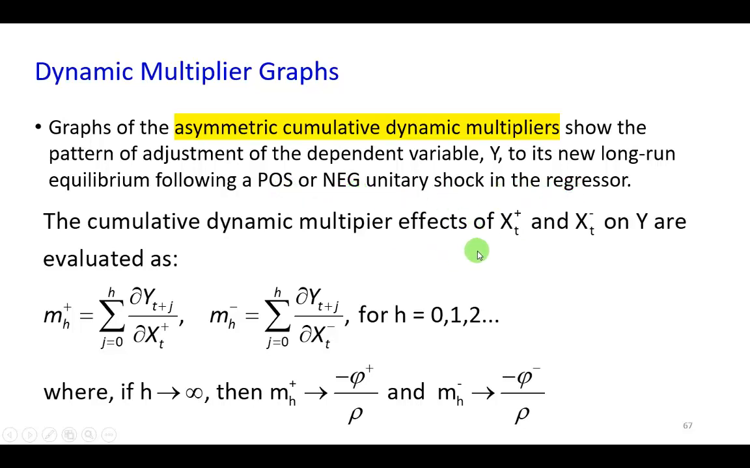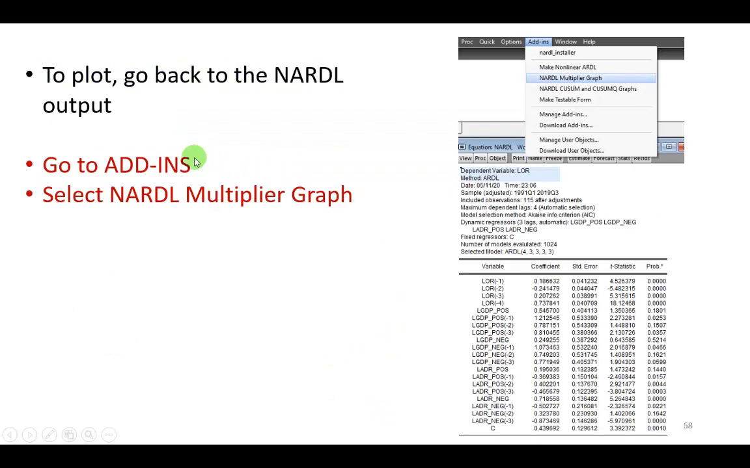All right, now the multiplier effects of the positive and the negative shocks on the dependent variable are going to be evaluated in the form shown here, which I also discussed a tiny bit at the outset of this presentation. Essentially, this is an observation of how the dependent variable traverses along the horizon on account of, in this case, a positive shock to the regressor and a negative shock to the regressor. So to execute this, this is a summary of the command.